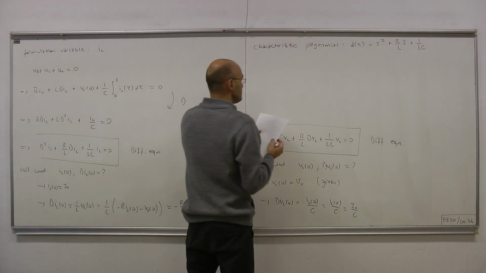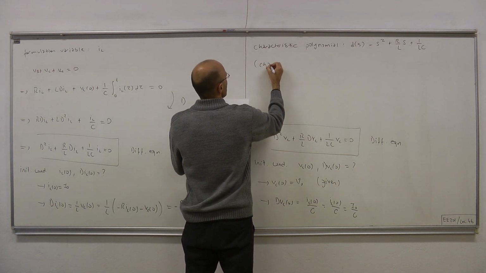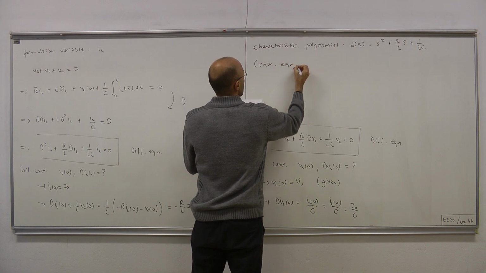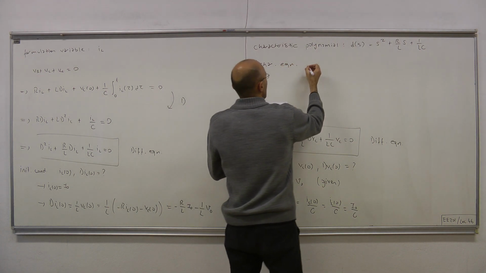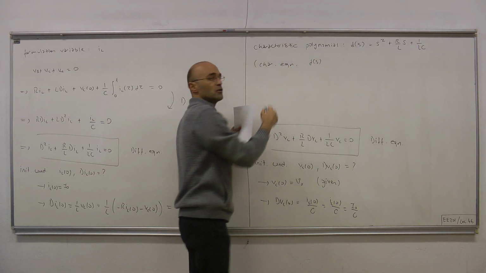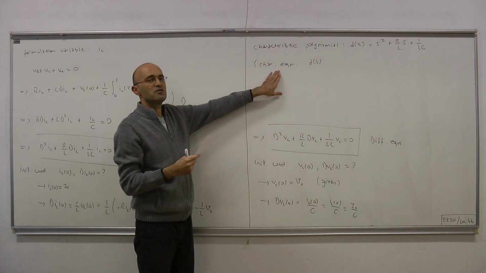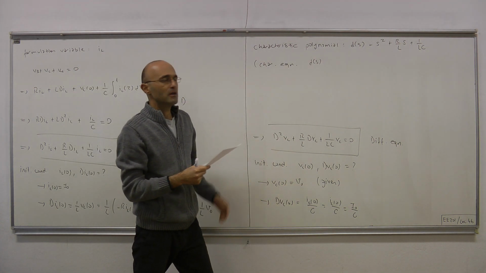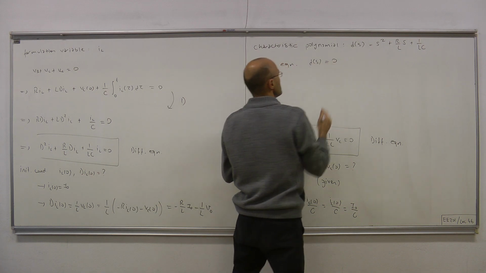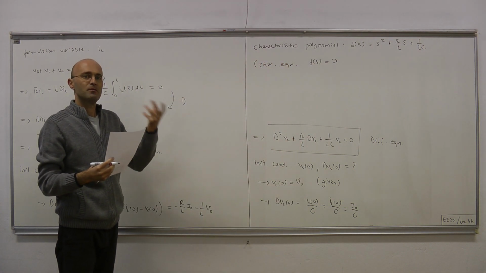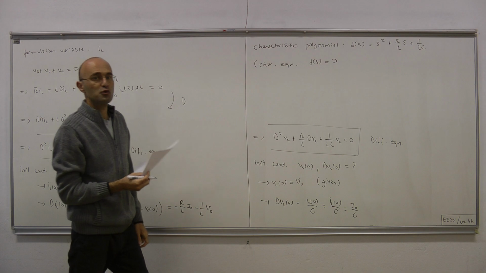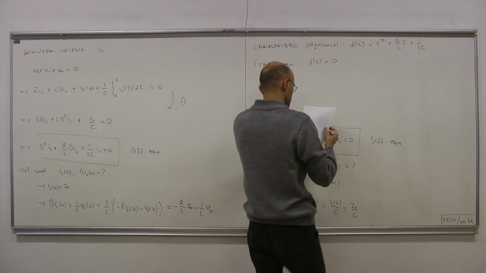So in general, characteristic equation is another term that people use, and by characteristic equation we mean characteristic polynomial set to 0. That is the equation, the solution of which are the roots of the characteristic polynomial.